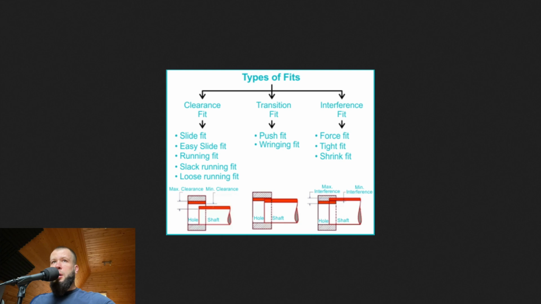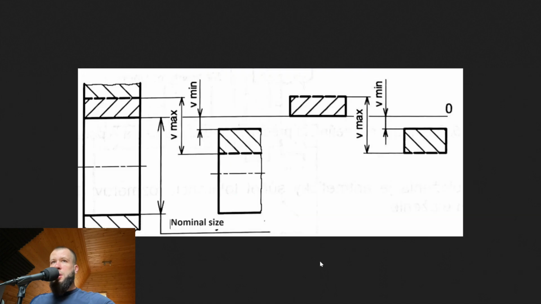Clearance fit. When mounting with clearance, the lower limit dimension of the hull is always larger, at most equal to the upper limit dimension of the shaft.